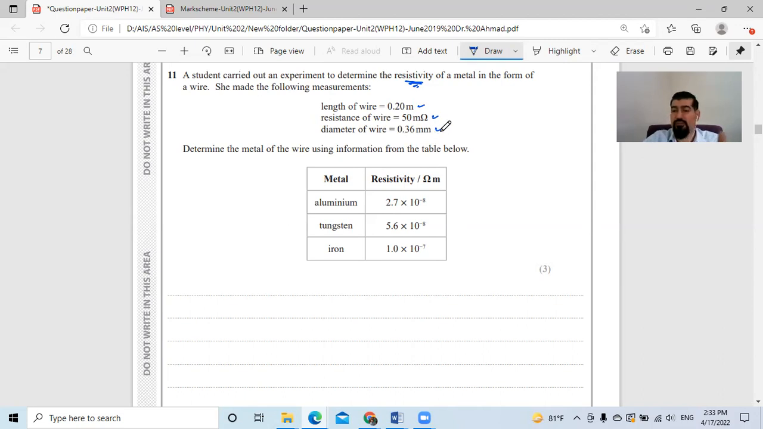We have to divide it by 2. Then we have to find the area, and it's in millimeter, so we have to convert it into meter. All these are readings that they give to us. Determine the metal of the wire using the information from the table.